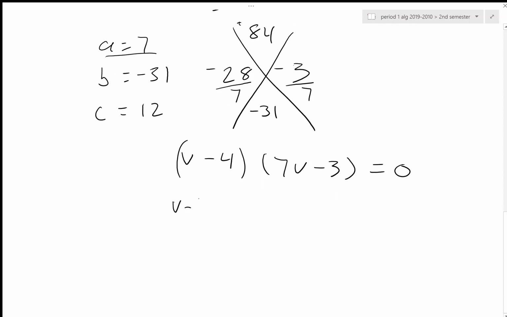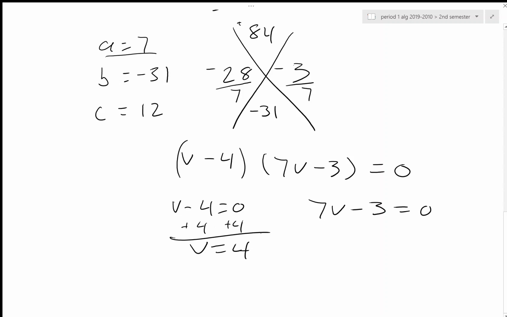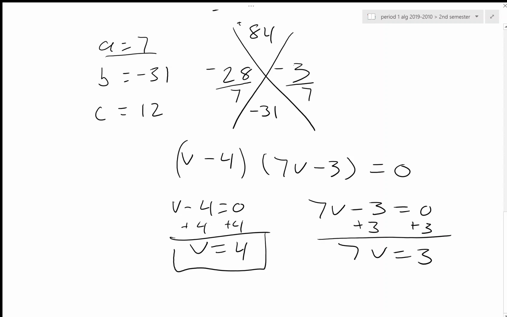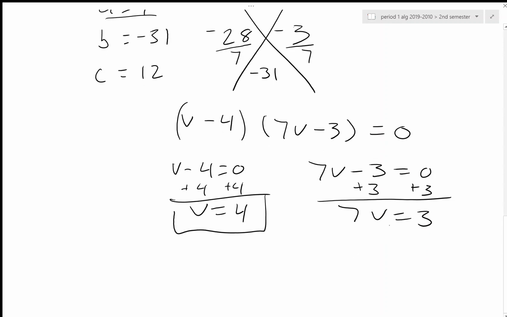Okay, so then we do this. V minus 4 equals 0. 7V minus 3 equals 0. Plus 4, plus 4. V equals 4. That's one answer. Sorry, let me fix that. Plus 3, plus 3. 7V equals 3. Now, a lot of you guys on your work stopped here. Then don't forget to divide. So V equals 3 over 7. A lot of you guys forgot that step. Make sure you don't.